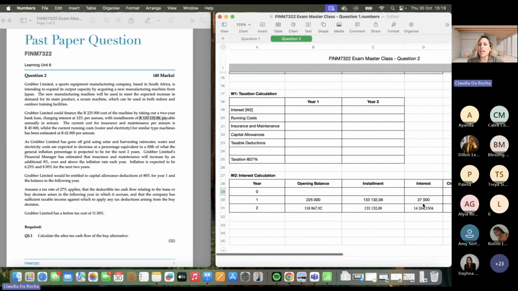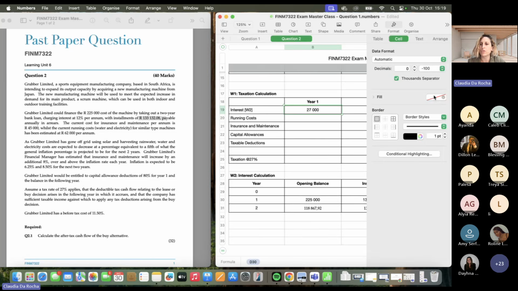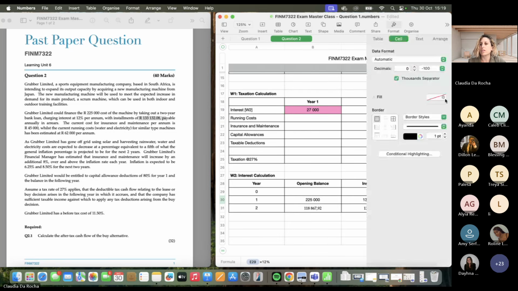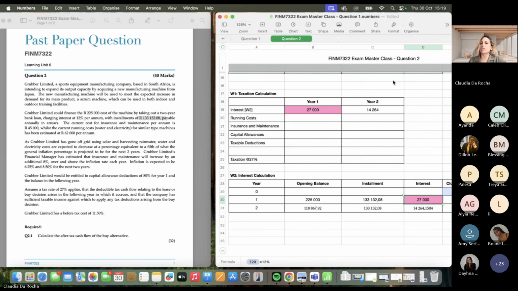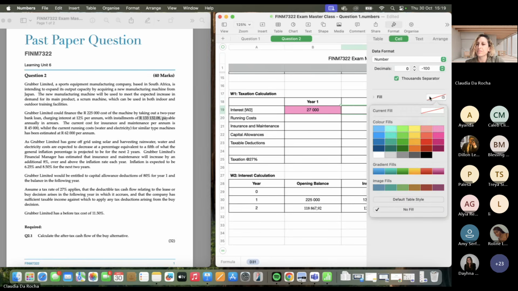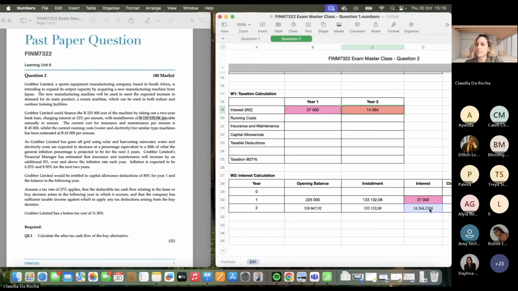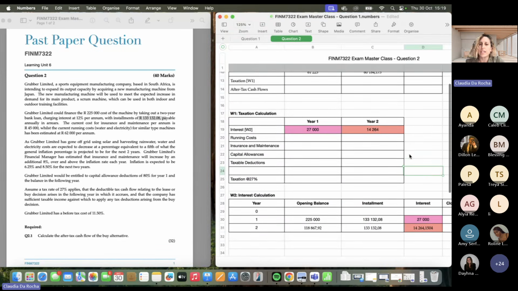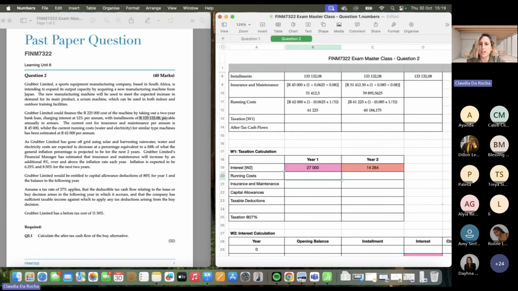Cool. Okay, so now that we have our interest, I can take my interest amount from here. I'm going to color code, so you know where I'm getting my values from. Year 2. Then my running costs, I'm literally going to take from here. Insurance.